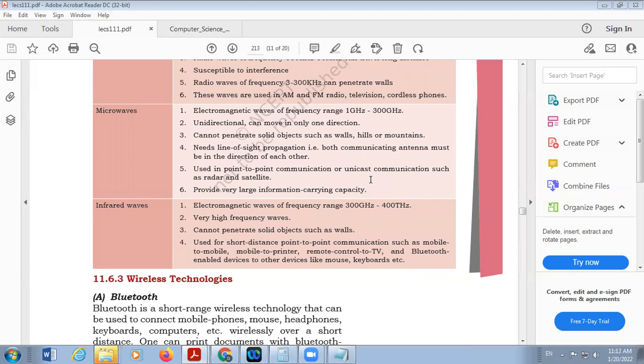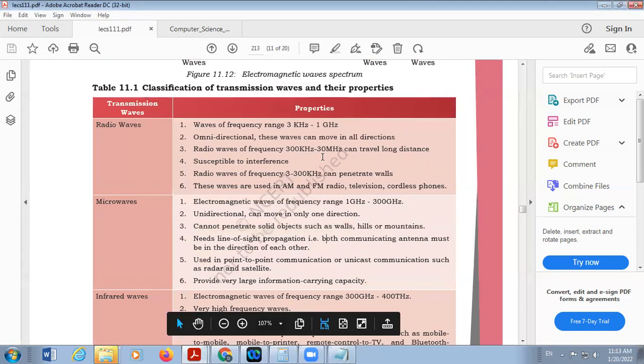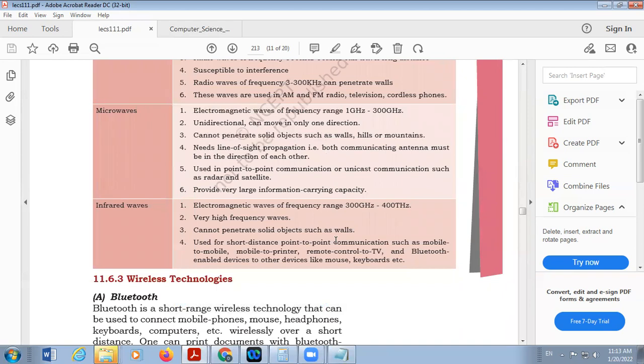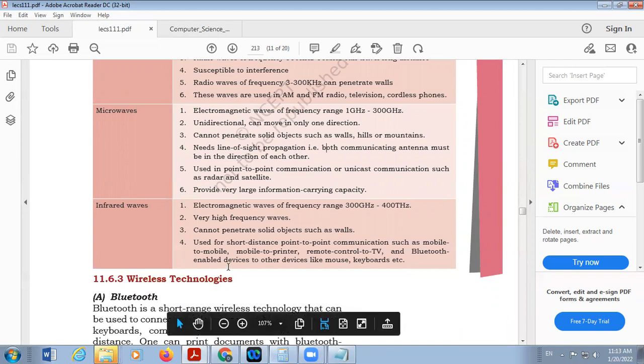Very high frequency waves can't cross objects. Okay, used for short distance, point to point communication. It is not for multiple points. For example, in the case of radio waves, data is broadcasted, but in the case of infrared, that is not broadcasted. It is one point to point communication we use. So it is communication between mobile to mobile, mobile to printer, remote control to TV, Bluetooth enabled devices, or other devices like your mouse, keyboard. So this is all about infrared.